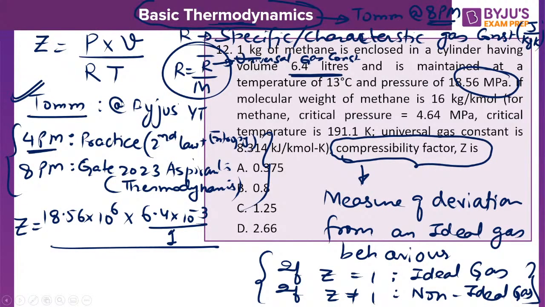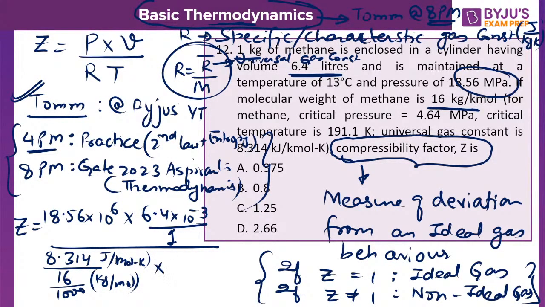Divide by what is the denominator? R. What is R? Is it given? It is not given. So we can say the molecular weight is given, 16 kg per kilomole. So it is 8.314 joule per mole Kelvin, and if we divide by the molecular weight, that is 16 kg per kilomole, so convert kilomole into mole, then 16 by 1000 kg per mole, into the temperature. What is the temperature? Temperature is given in degrees Celsius, so it will be 273.13. If you put the values like this and solve it, then you will get the compressibility factor.